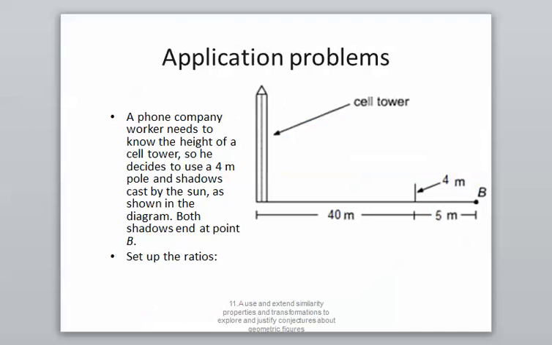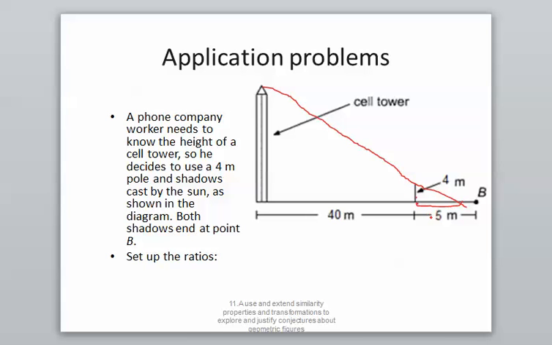Okay, let's look at an application problem. It says the phone company worker needs to know the height of a cell tower, so he decides to use a 4-meter pole. He took a 4-meter pole and just drove it in the ground. Well, it's probably longer than 4 meters, but when he drove it in the ground, it was 4 meters above the ground. Very smart line worker right there. So it's 4 meters up there. He knows that the distance from here to this point where it ends out here is 5 meters.